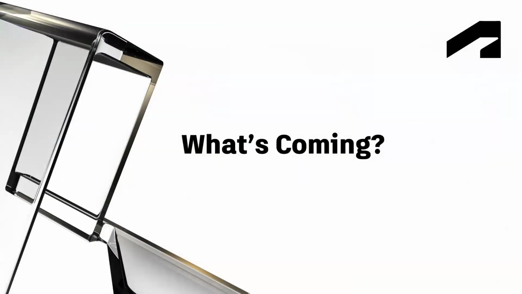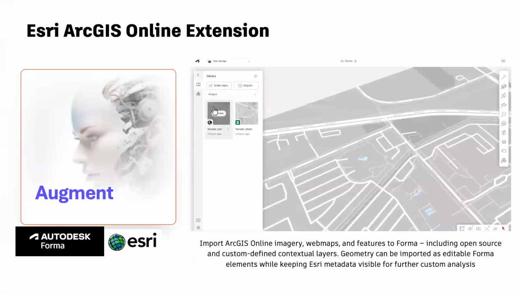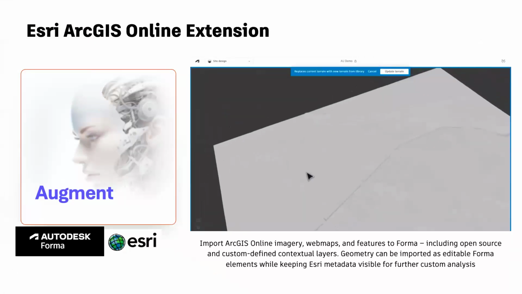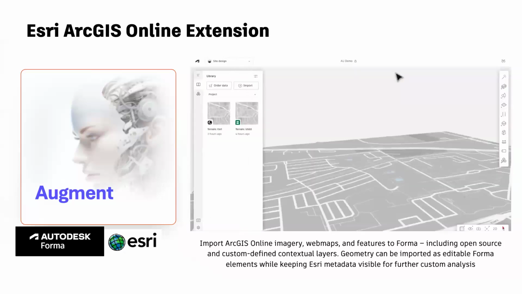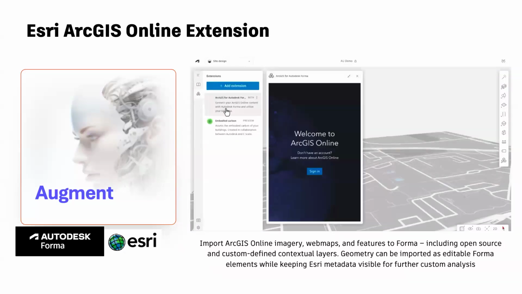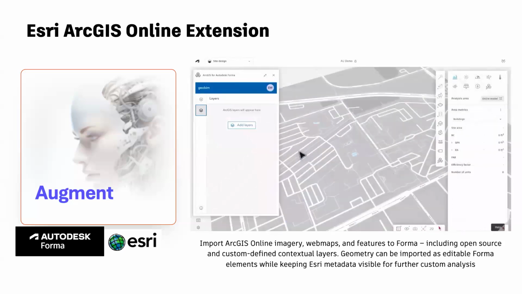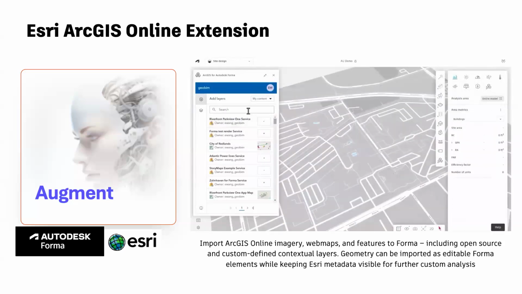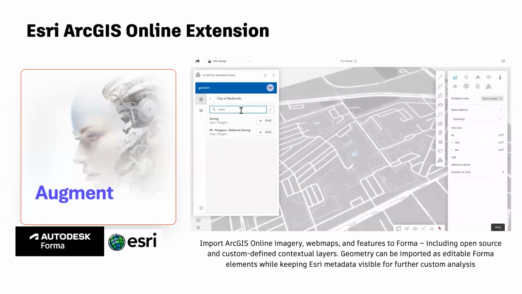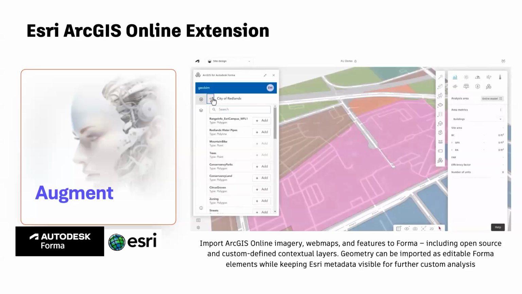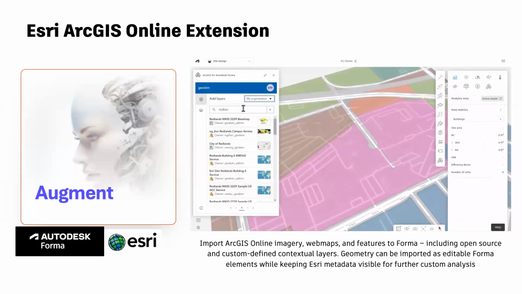And with the last couple of minutes, I wanted to highlight what's coming. So I do have a background in GIS, and something that's very important and dear to me that I've been working with the team on is our Esri extension. So we will have an integration with ArcGIS Online via an extension where you'll be able to log into AGOL as it's showing here, add layers from your content or ArcGIS Online in general, and bring them into Forma.